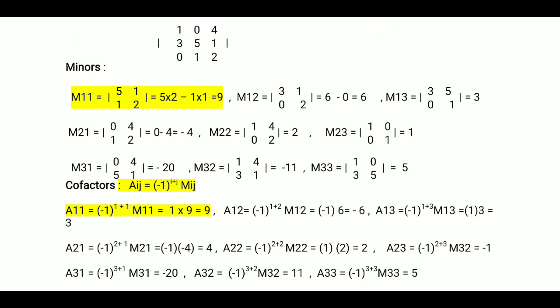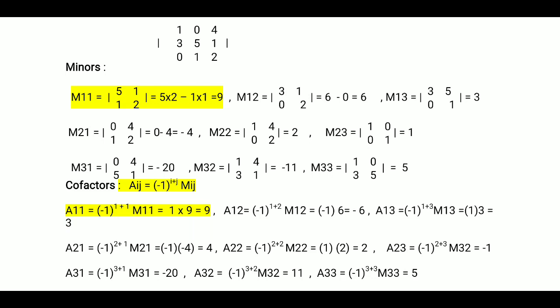Now you have to find the cofactors. Cofactors are symbolized by capital Aij, equal to minus 1 power i plus j, Mij. It means we take Mij from above, and minus 1 power i plus j, row plus column, will be multiplied with the minors. You will get the cofactors.